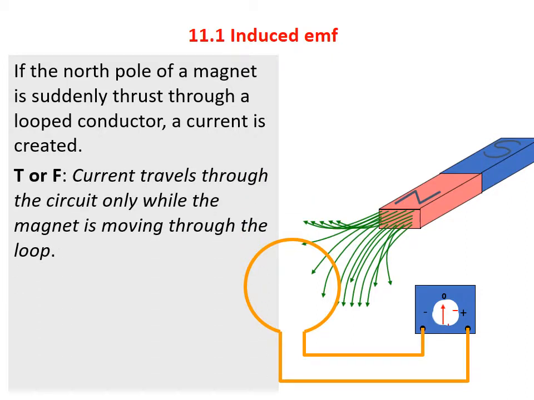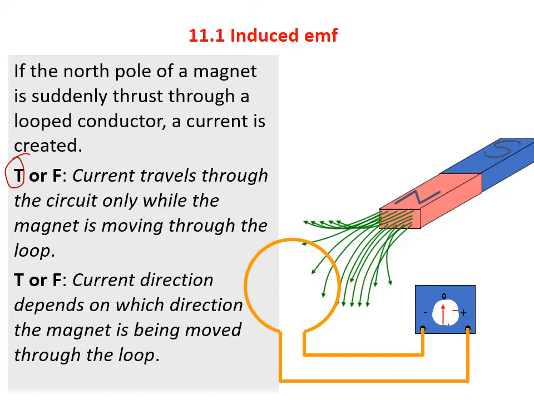So true or false? Current travels through the circuit only while the magnet is moving through the loop. And the answer for this is, of course, true. It's only moving charges that are affected by a magnetic field. In the same way, it's only a changing magnetic flux or a changing magnetic field that induces current.